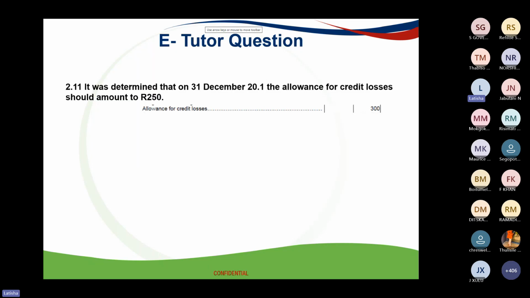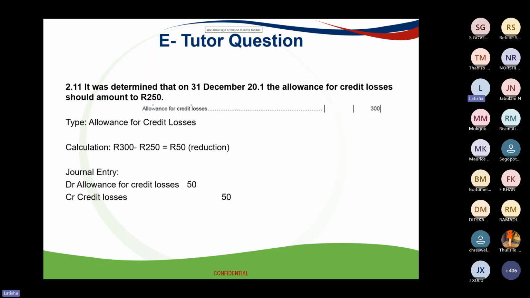So that is why in the journal, we credit an income of credit losses, because the amount that we have is too high, 300, and we need to reduce it to 250. That 50 Rand then becomes an income to us. Okay, now I understand. I thought it was for assets, but now I understand. Thank you so much.